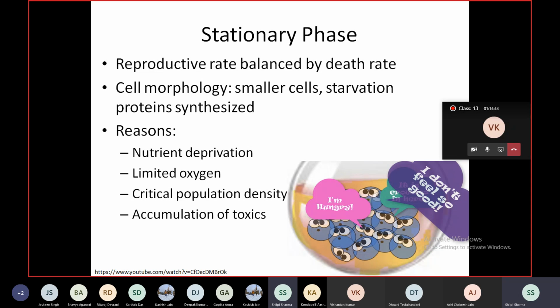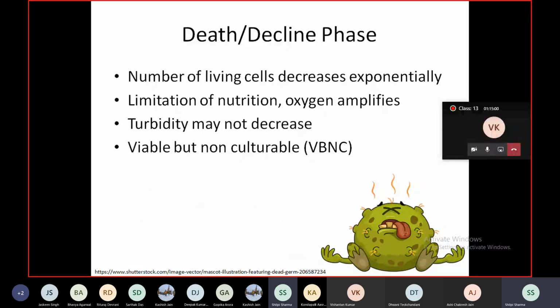In this phase, those cells which can form endospores activate the necessary machinery to enter into the dormancy phase. I'll just cover the next phase also before we end. The final stage, the fourth stage in the curve, is the death or decline phase. This is where the death rate is higher than the growth rate of bacteria.